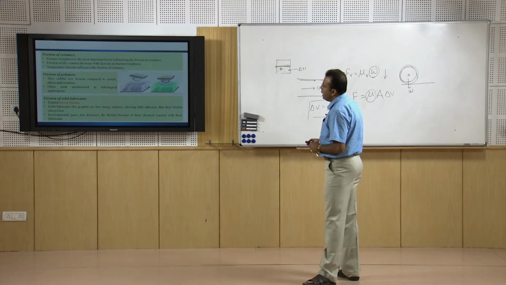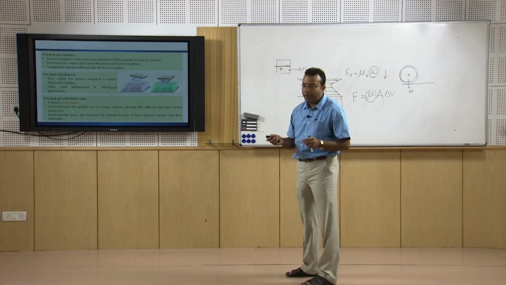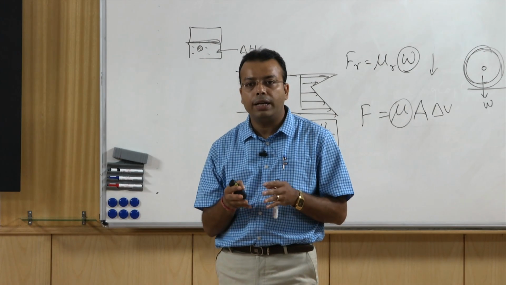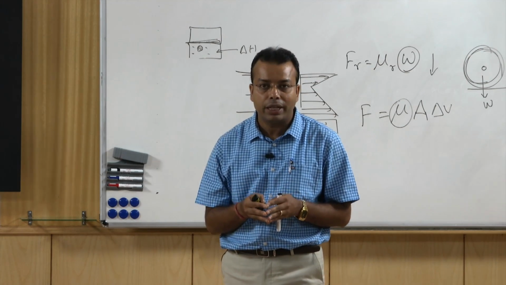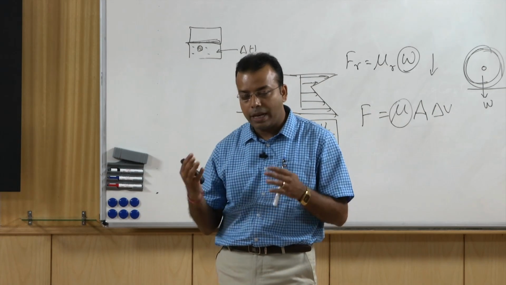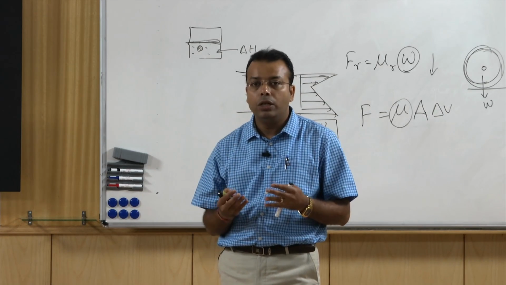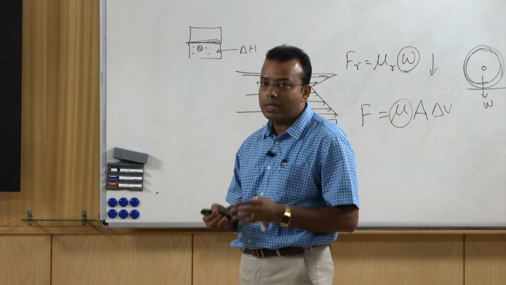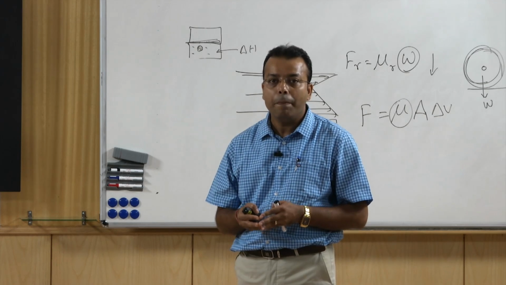Then the example of friction of ceramics, what does it mean? Fracture toughness is the most important factor influencing the friction in ceramics. Friction of all ceramics decreases with increase in fracture toughness. Temperature linearly influences the friction of ceramics. So, when we are dealing with ceramic materials for high temperature applications, because as we know ceramics have the ability to withstand high temperature, in this particular case the fracture toughness is the main factor for any ceramic material.